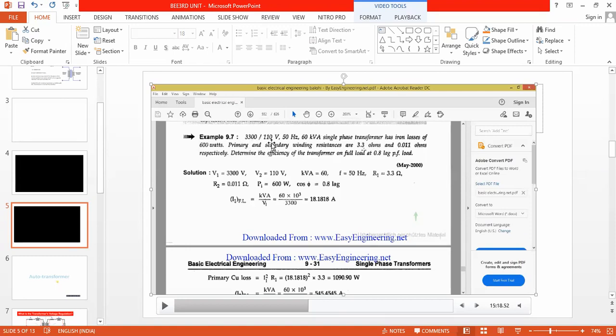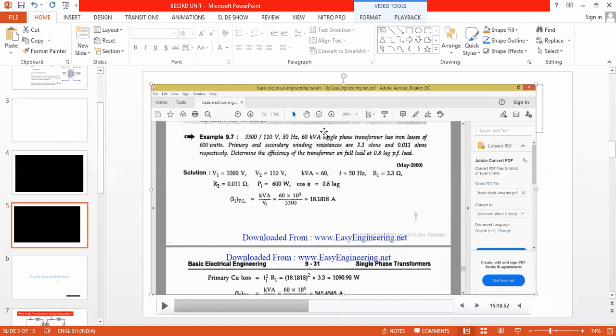3300 by 110 volts. Tell me, is it a step up or step down transformer? Step down. So primary winding voltage V1 or E1 is 3300 volts, and V2 is 110 volts. Now 60 kVA. K stands for kilo, 1000. What does the transformer rating mean? For a bulb we say VA or watts, but for the transformer it will be kVA or MVA.